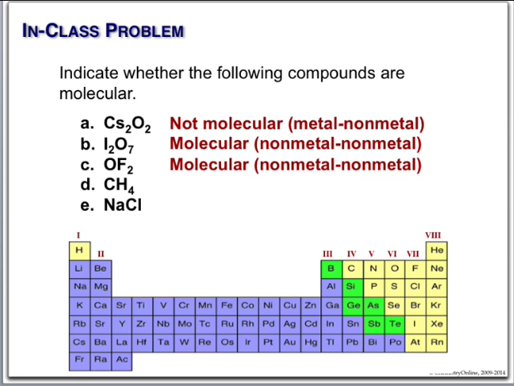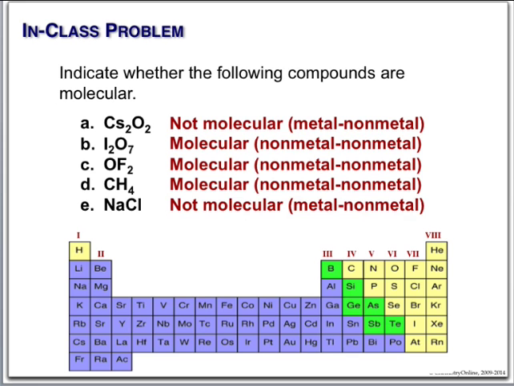We've seen methane. Actually, technically it would be carbon tetrahydride, but nobody would have an idea what that was. It's called methane. But again, carbon and hydrogen are both nonmetals. And finally, sodium chloride. As soon as you see the sodium, you know this is ionic. Any questions? All right.